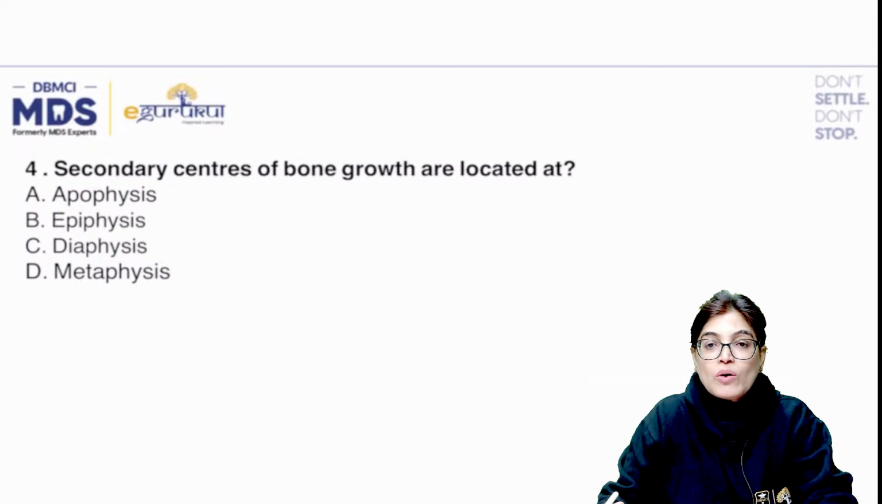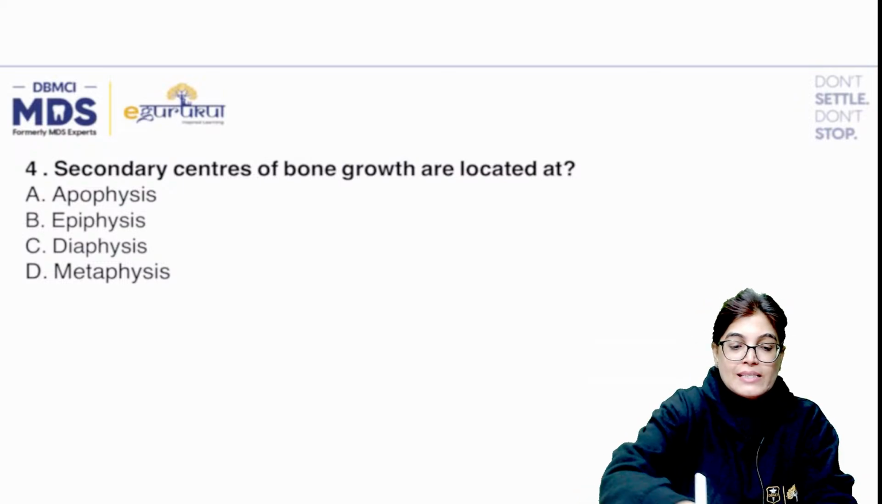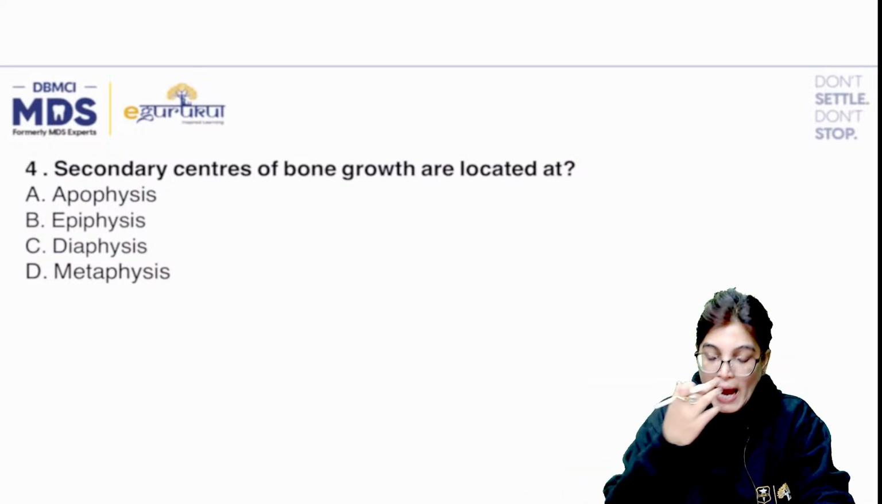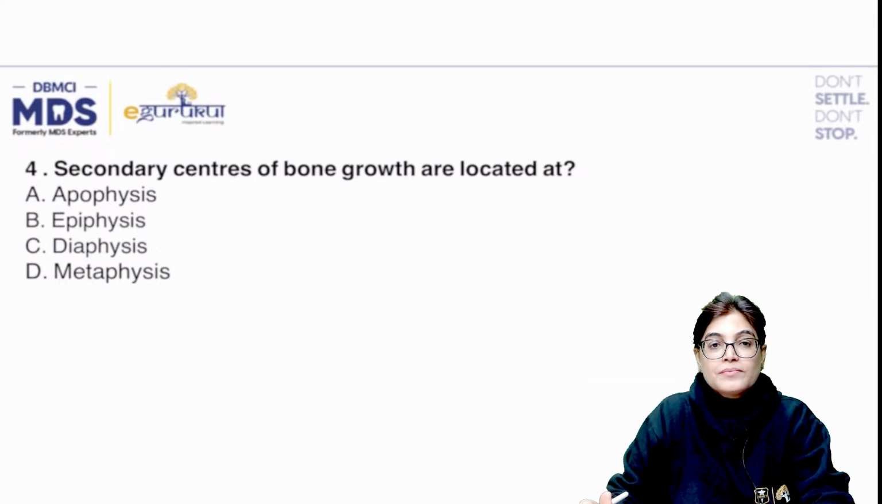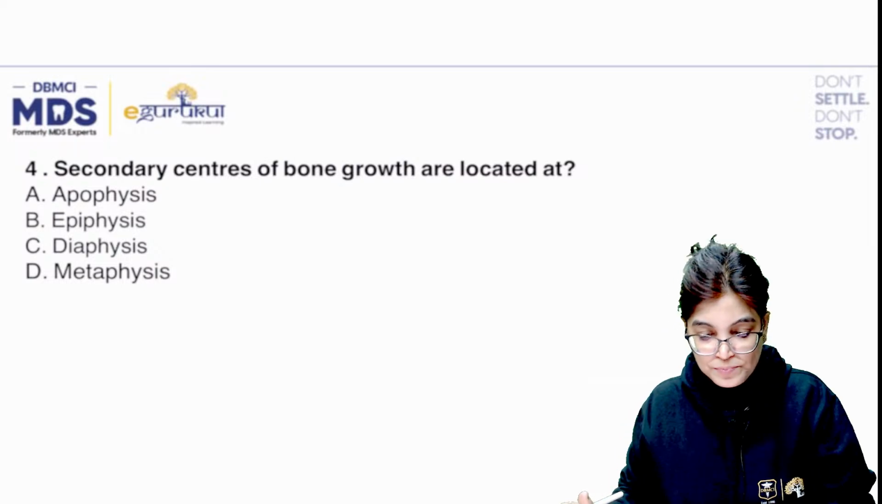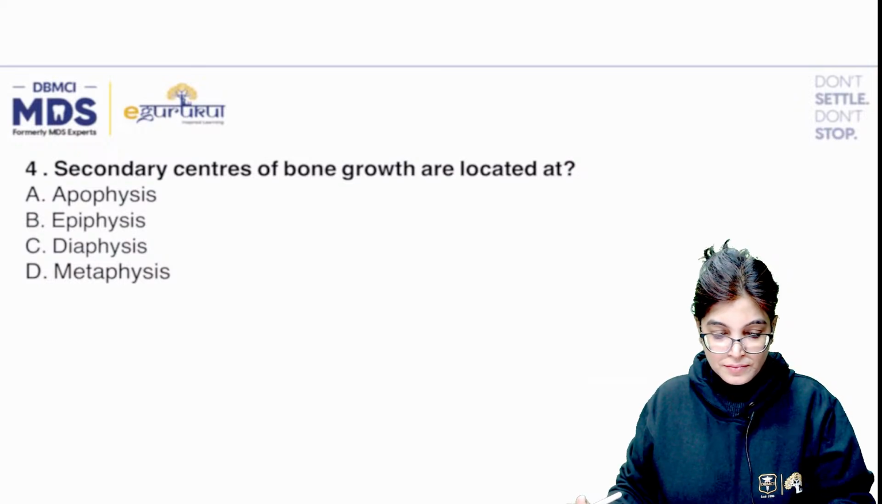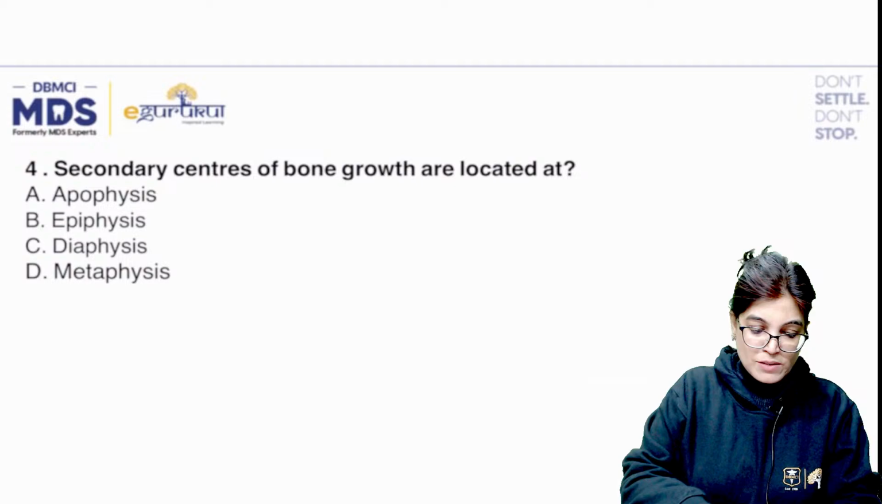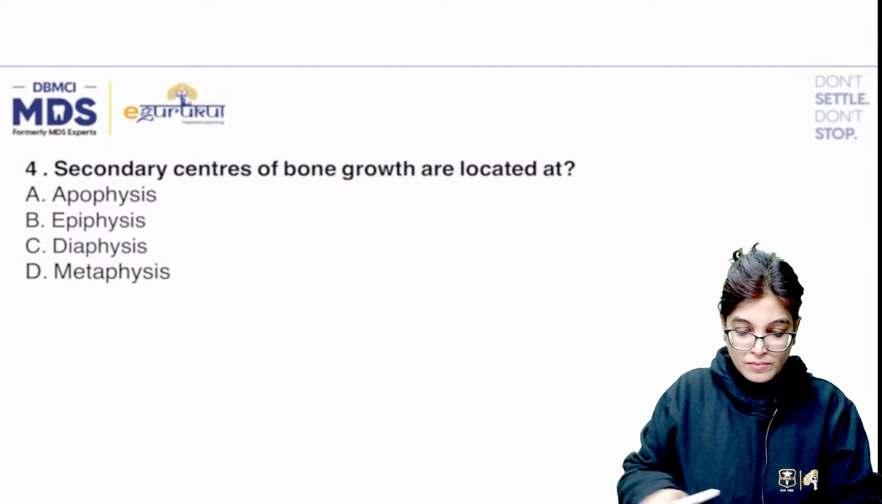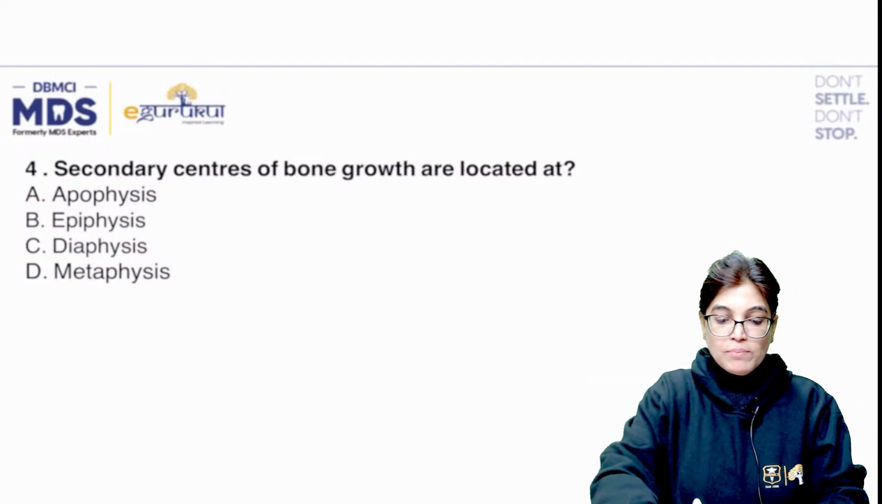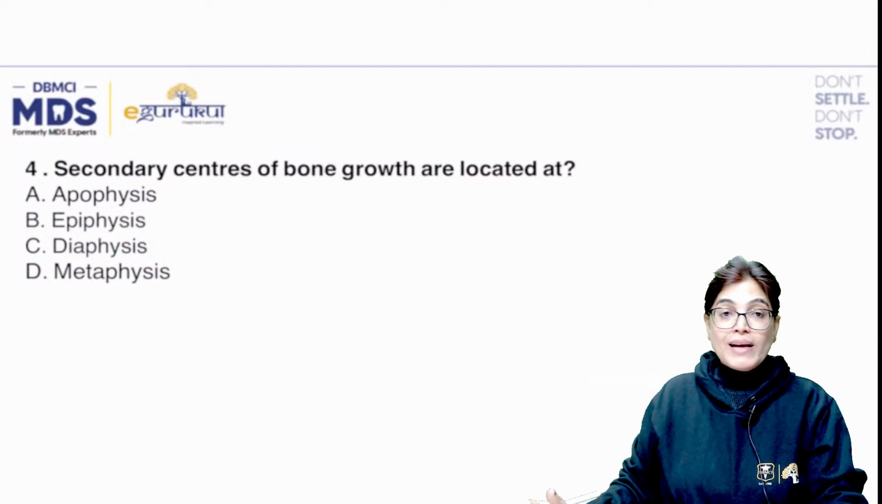Secondary centers of bone growth are located at: apophysis, epiphysis, diaphysis, or metaphysis. Secondary centers of bone growth are located at which location? This was also a previous year question, recently asked, I think in the 2023 examination. So please mark the right answer here. Epiphysis. I am getting multiple answers and absolutely correct here. Yes, epiphysis is the right answer.